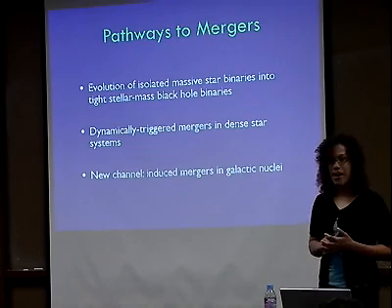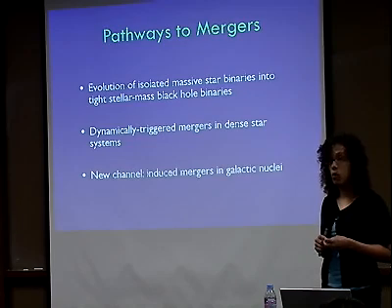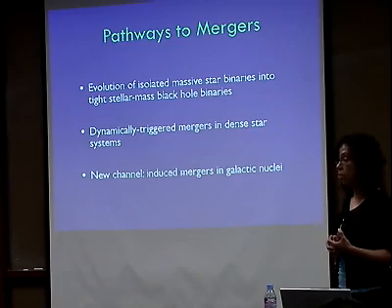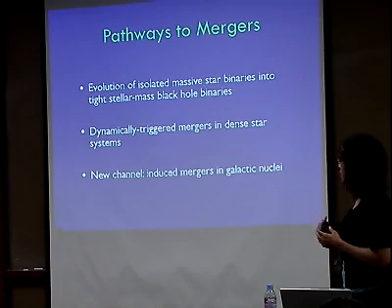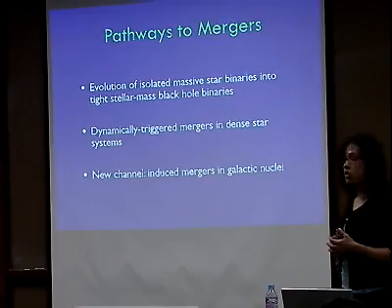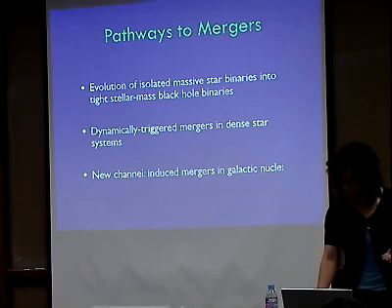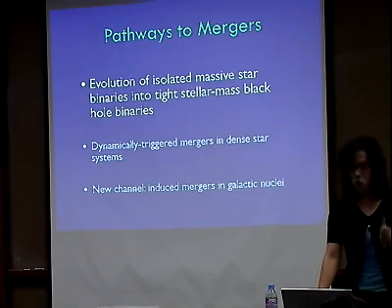So there are several pathways to merging stellar mass black hole binaries that I'll discuss. First, the evolution of isolated massive star binaries that are isolated in the field, then dynamically triggered mergers in dense star systems, and finally, this new channel in galactic nuclei. So we'll begin with the massive stars.